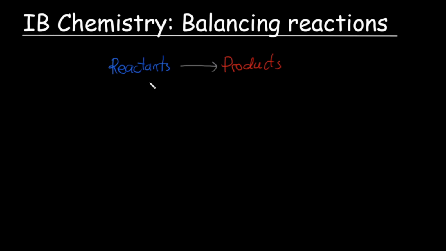Hi, in this video we'll be covering balancing reactions. So in any chemical reaction, you start off with your reactants and then they react to give you your products. The idea of balancing reactions is very simple. All you want is to have the same amount of atoms on the reactant side as the product side.